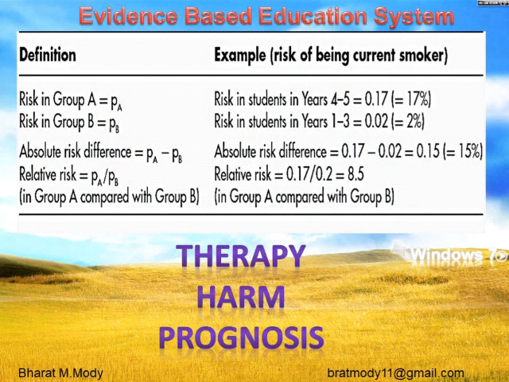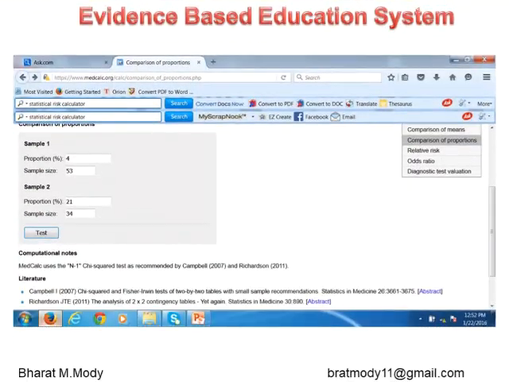of the students is being calculated, which is 17% in group A and 2% in group B, and the absolute risk difference is just a minus of the two risks, comparing 1 and 2. So you get a value of 8, but the relative risk is the risk ratio, which is dividing the two risks, but you have to be careful which is going to be the denominator.